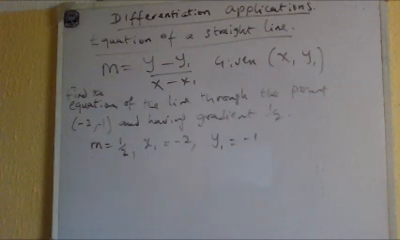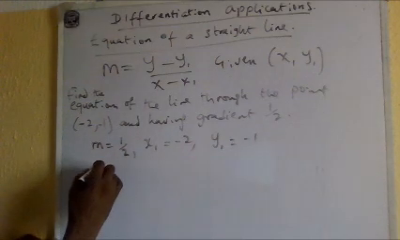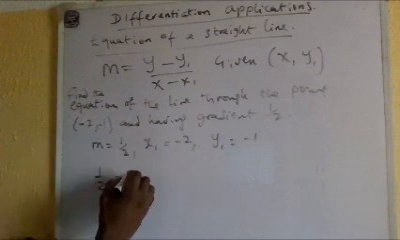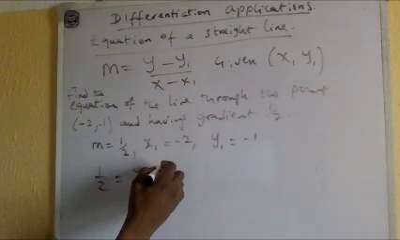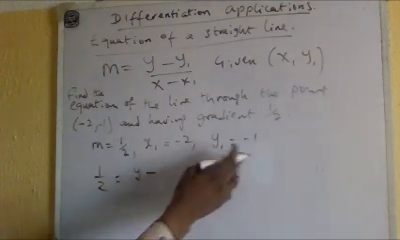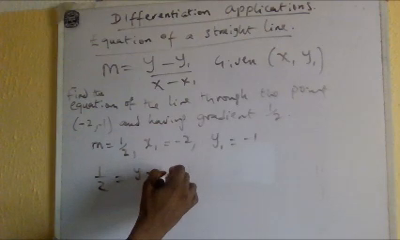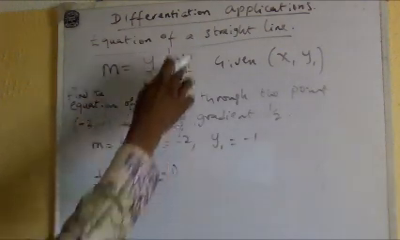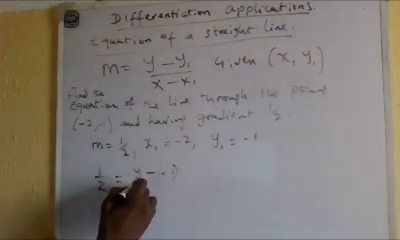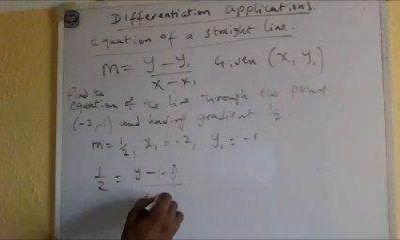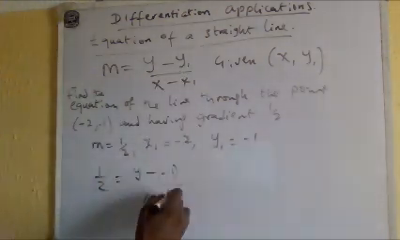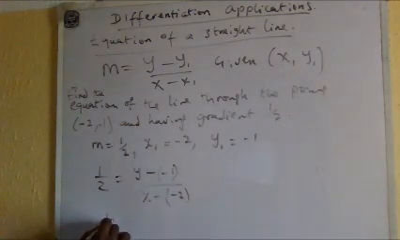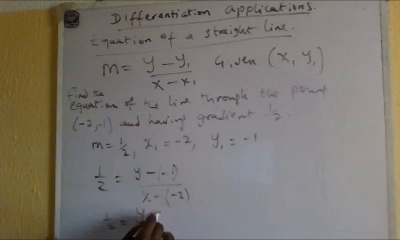Sorry, I said gradient. Equation of the line. So m is half already. Then y is not given. That's what we're looking for in the equation. So this is -1, this minus is this one. Then this entity is -1 all over x minus x1, which is -2. So from here, half is equals to y plus 1 over x plus 2.